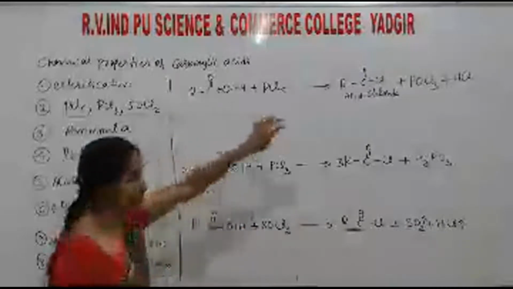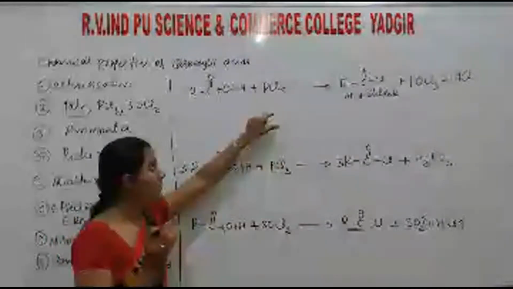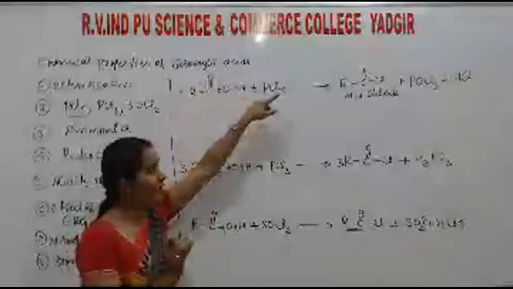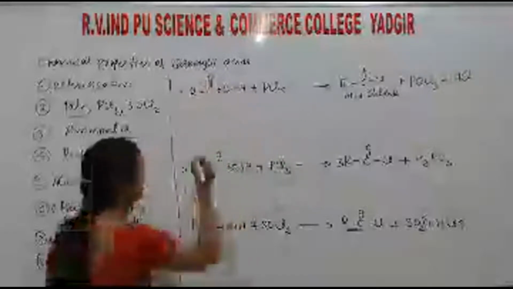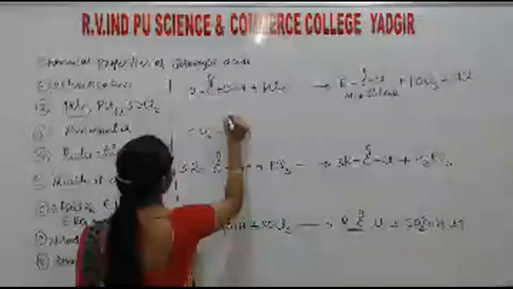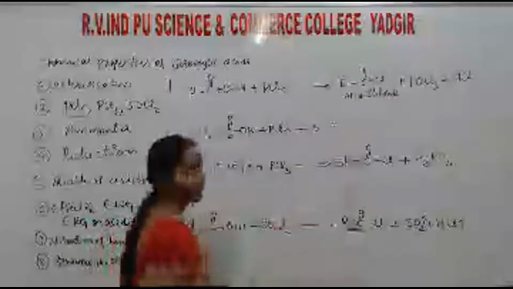Understood? So this is the general reaction. They won't ask any particular explanation. They'll just give this carboxylic acid and this reagent and ask you to complete the reaction. I'll give the example here. Assume this is acetic acid plus PCl5. Complete the reaction.